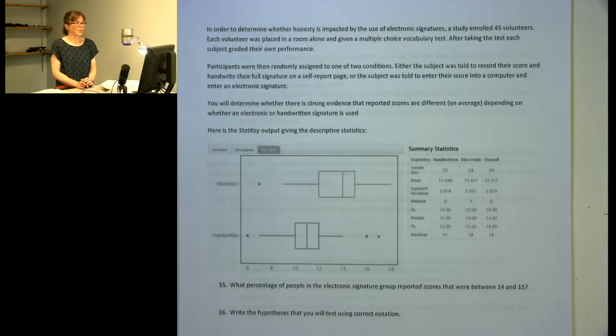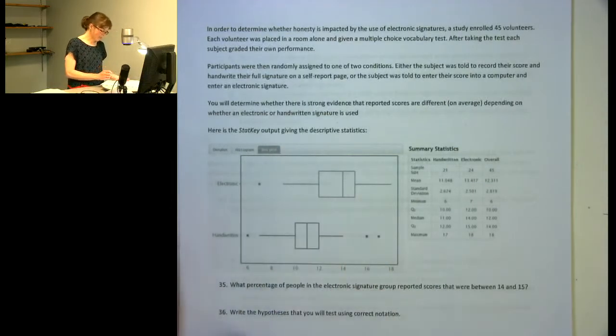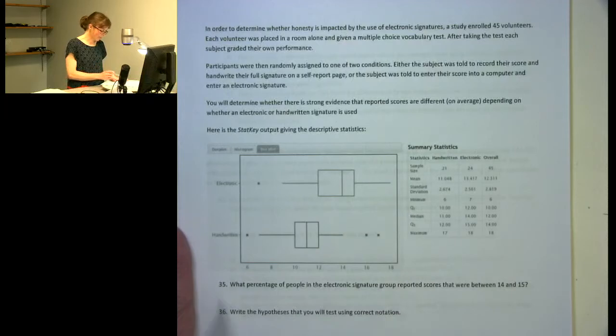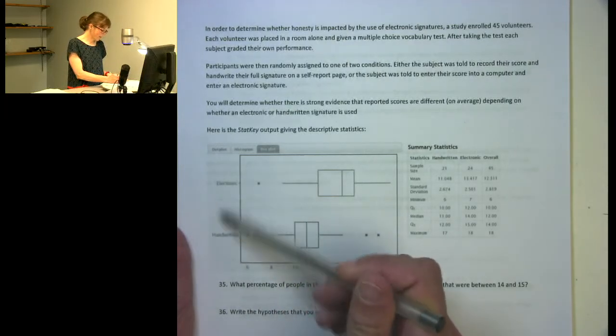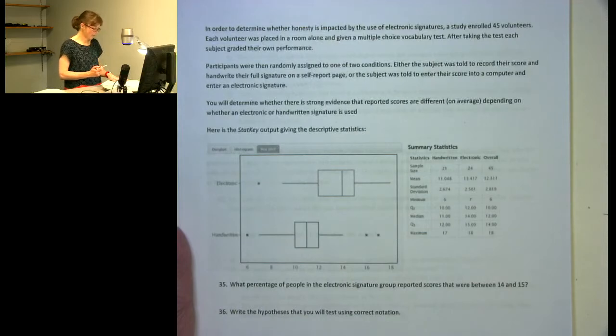Participants were then randomly assigned to one of two conditions. Either the subject was told to record their score and handwrite their full signature on a self-report page, or the subject was told to enter their score into a computer and enter an electronic signature. We will determine whether there is strong evidence that reported scores are different on average, depending on whether an electronic or a handwritten signature is used. So here is the StatKey output with the descriptive statistics. We've got a side-by-side box plot, which is appropriate because we've got a categorical variable for our explanatory variable, which type of signature was used, and a quantitative variable for the response variable, which was the score that they gave themselves.